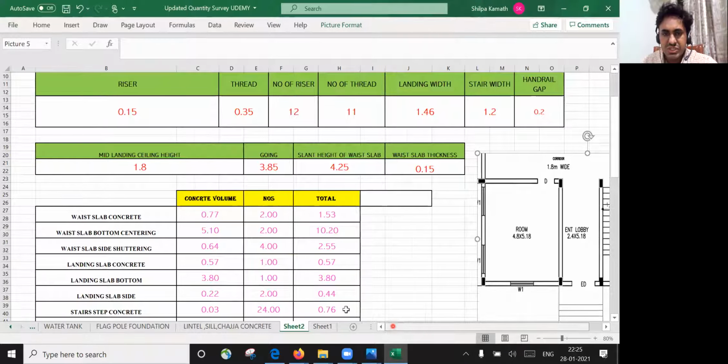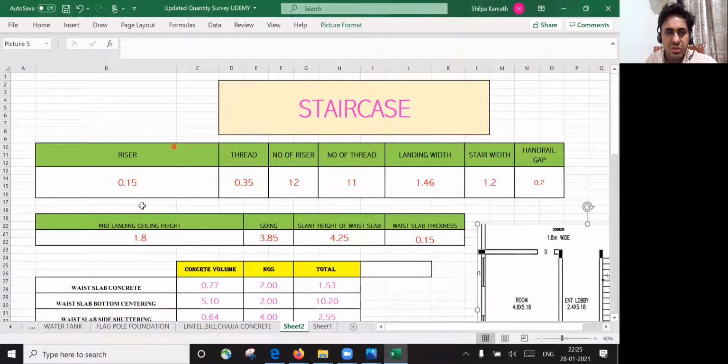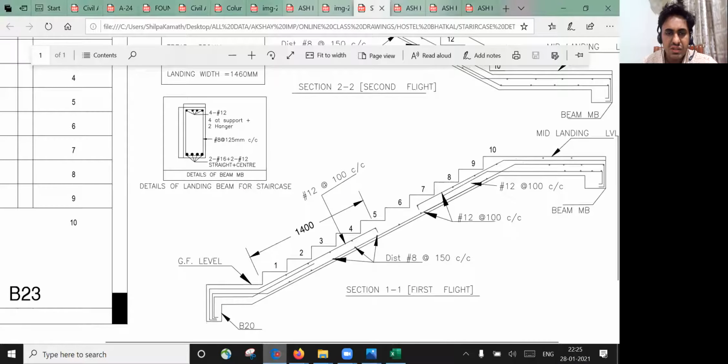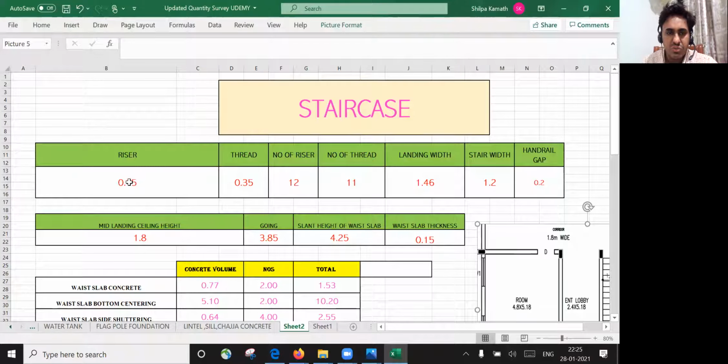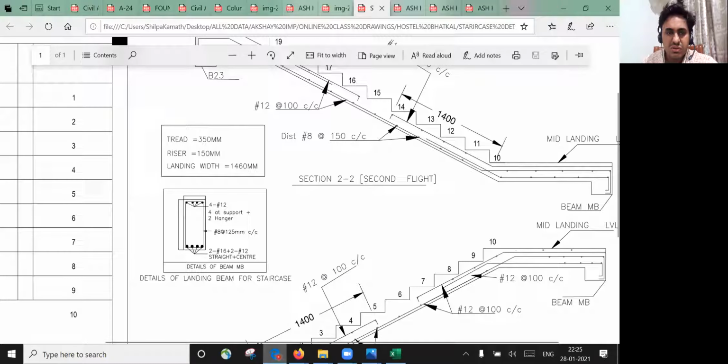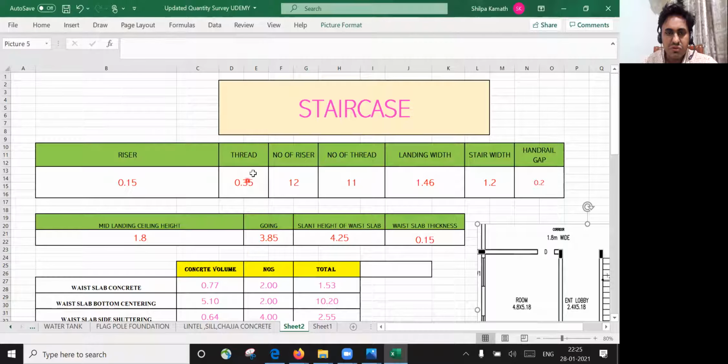So with this understanding, the first thing I have to input is the riser. What is the thickness of the riser given? The height of the riser given is 150 mm. I'm putting it in terms of meter, so I'm inputting 0.15. Now coming to the tread, what is the tread given here? It's 350 mm, so in meters it comes out to be 0.35.